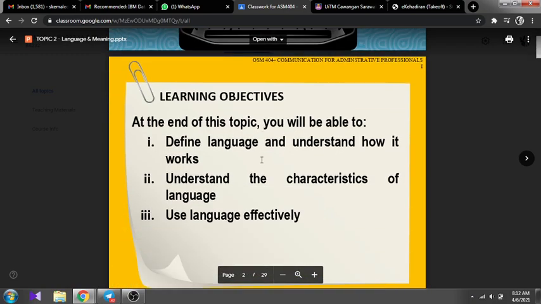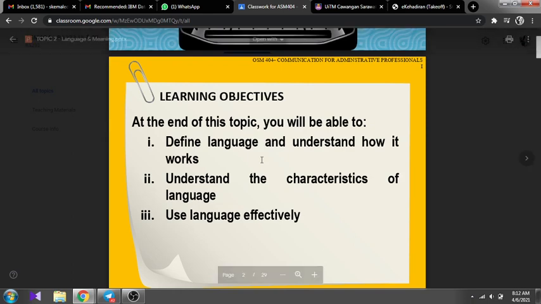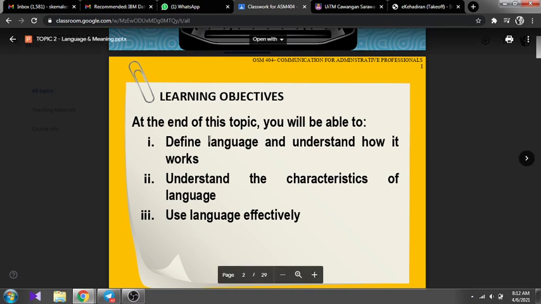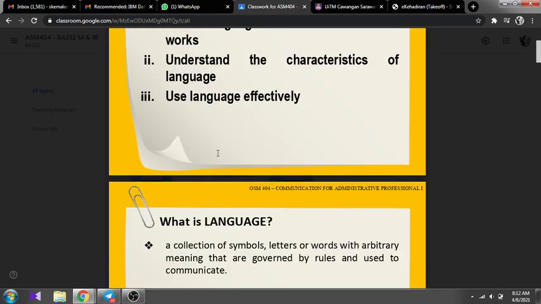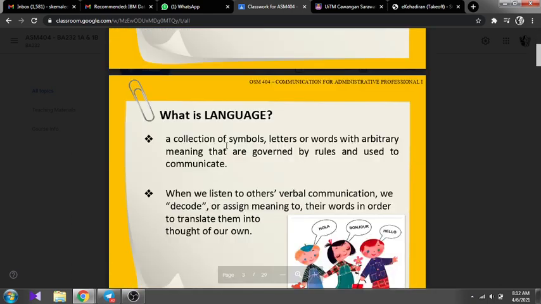At the end of this chapter, you should be able to define language and understand how it works, understand the characteristics of language, and the last one, use language effectively. So language, as you know, is the medium that we use, which right now is English. Okay. What is language?